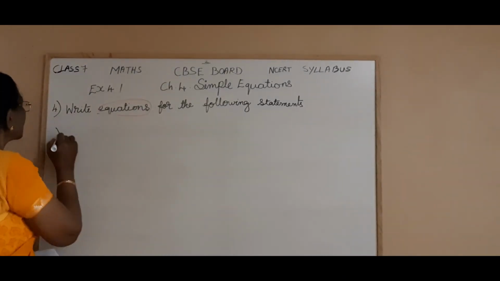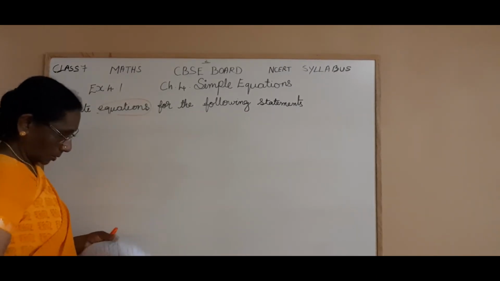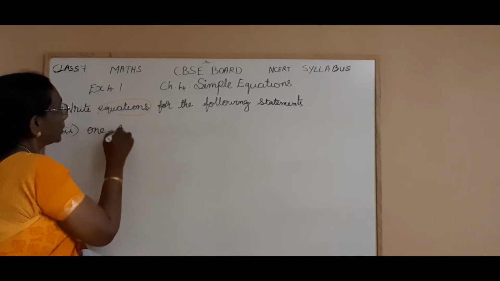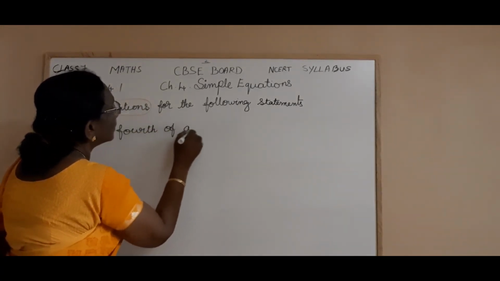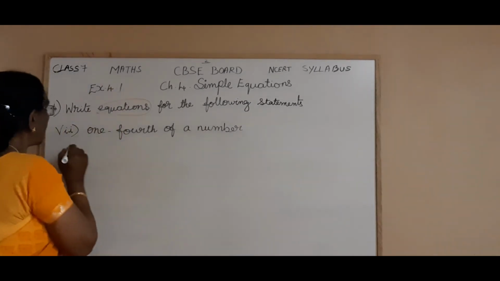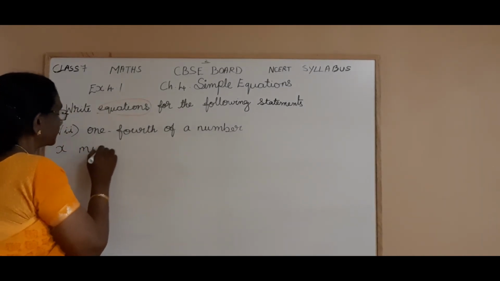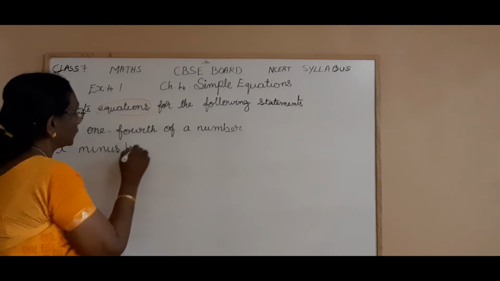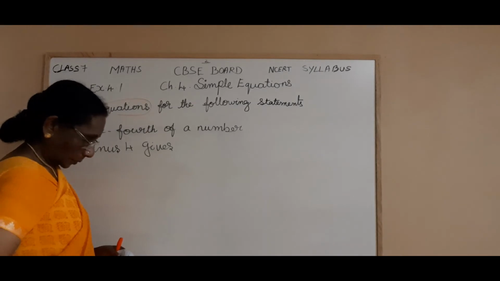Now we will move to sum number 7. Seventh sum. One-fourth of a number x minus 4 gives 4.